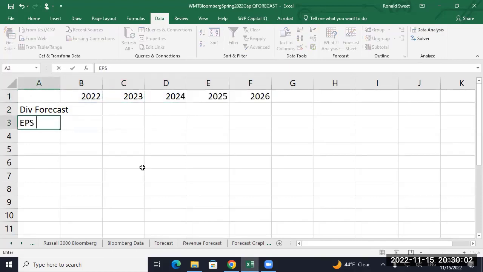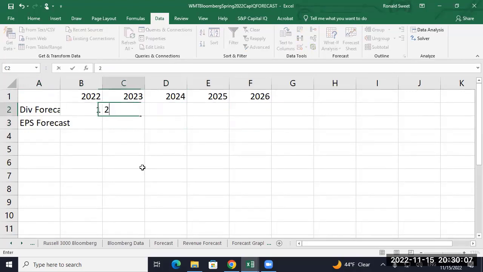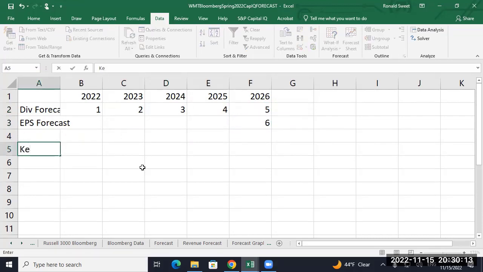Your EPS forecast, probably for here. So you have 1, 2, 3, 4, 5, 6 numbers. You got your KE, and you have your target PE. So that's all the data you need in order to value your company.